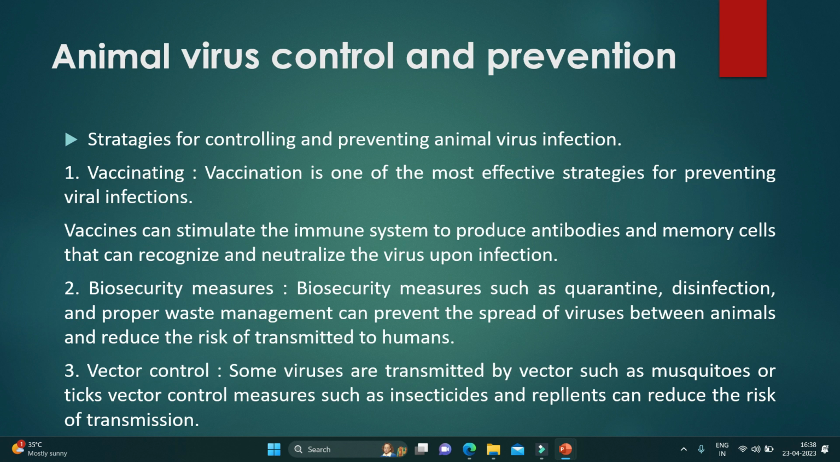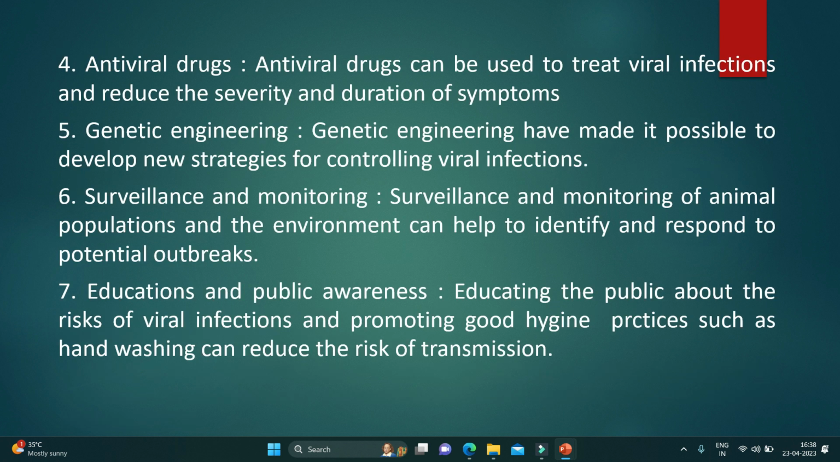Fourth one is antiviral drugs. Antiviral drugs can be used to treat viral infections and reduce the severity and duration of symptoms. Fifth one is genetic engineering. Genetic engineering has made it possible to develop new strategies for controlling viral infection. Sixth one is surveillance and monitoring. Surveillance and monitoring of animal populations and the environment can help to identify and respond to potential outbreaks.